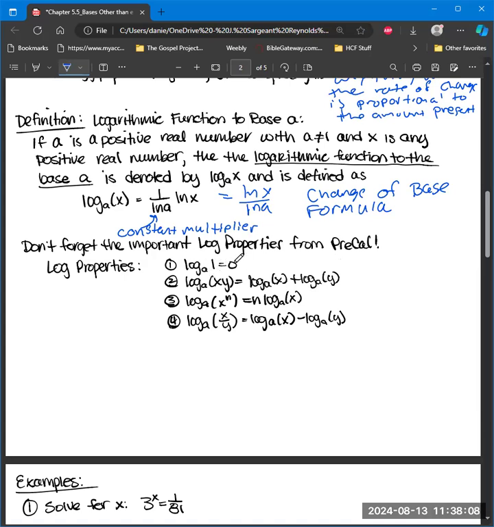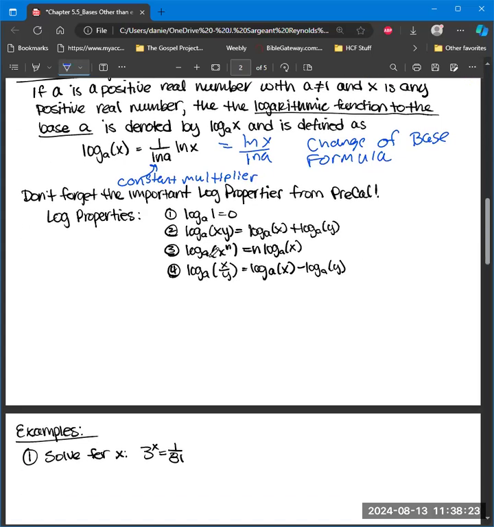Log base anything of 1 is 0. Log base a of a product is going to be the sum of the logs of that same base from the factors of the product on the inside. So log base a of x plus log base a of y. If I have a power function inside, log base a of x to the n, the n can come down front. We already did that in some problems that we worked with natural logs last time. So the n comes down front using our log properties, n log base a of x.